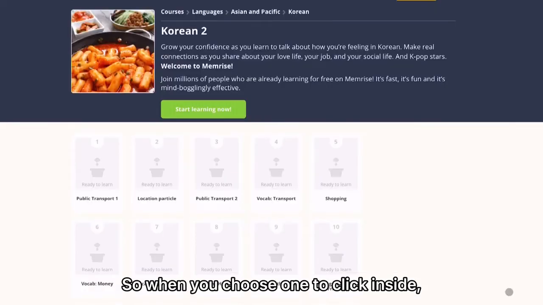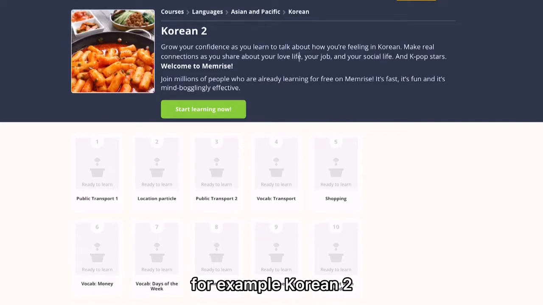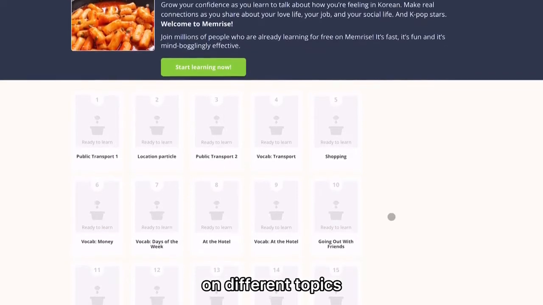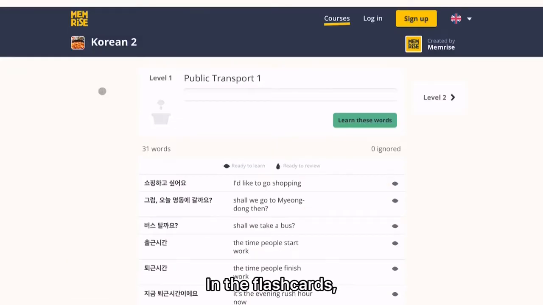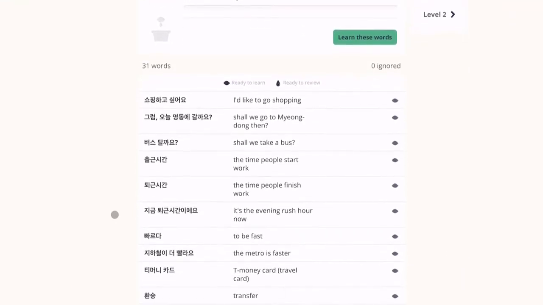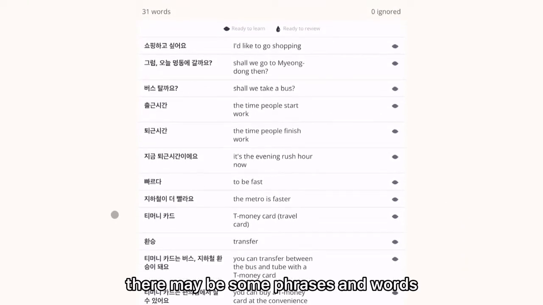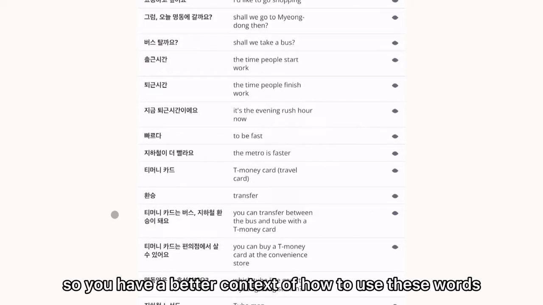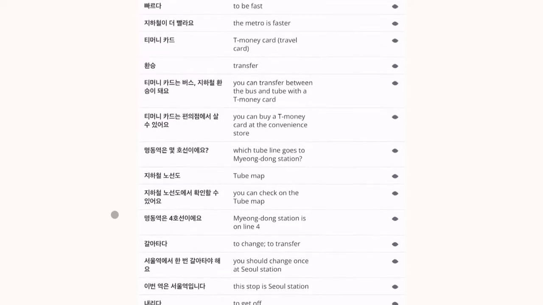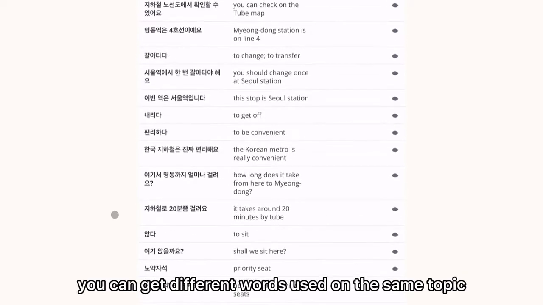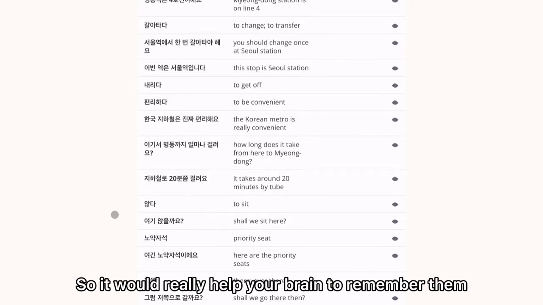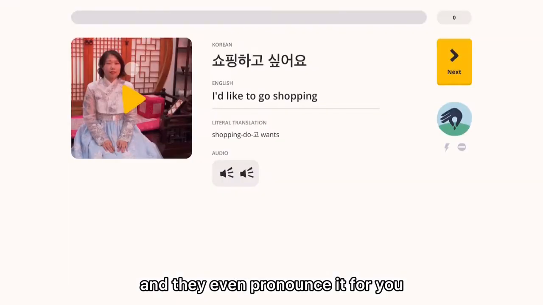So when you choose one to click inside, for example Korean 2, you can see the different sets of flashcards on different topics. In the flashcards, you can see both the Korean and English translation. There may be some phrases and words, so you have a better context of how to use these words. Most of all, you can get different words used on the same topic, so it will really help your brain to remember them. And they even pronounce it for you.